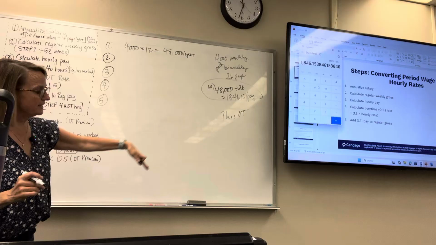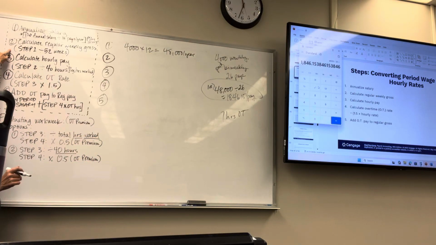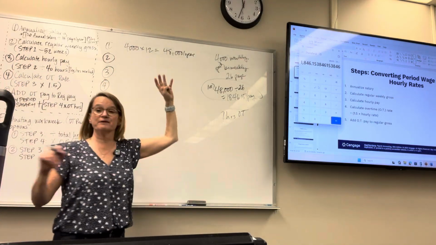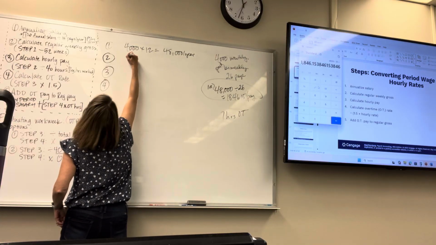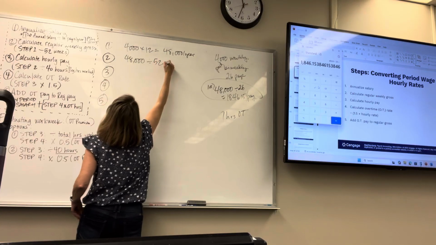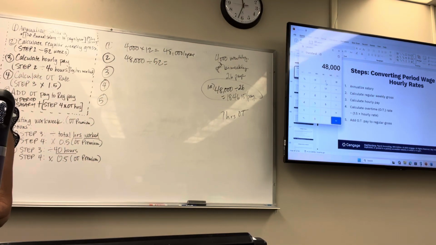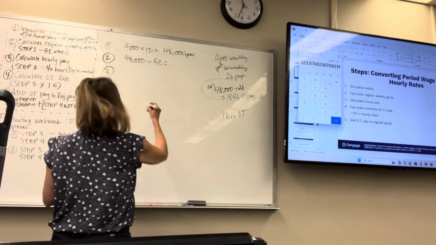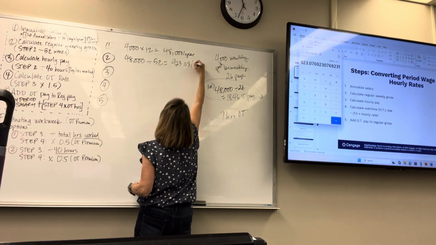You can just kind of set that to the side. We're not going to need it right now. Now we're going to calculate their regular weekly gross. So we're going to take the $48,000 divided by 52 weeks in a year. So 48 divided by 52 is $923.08 per week.